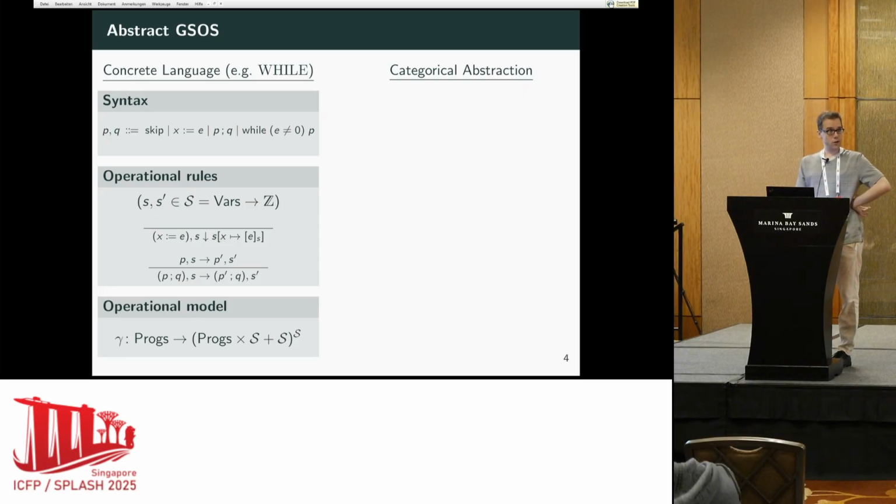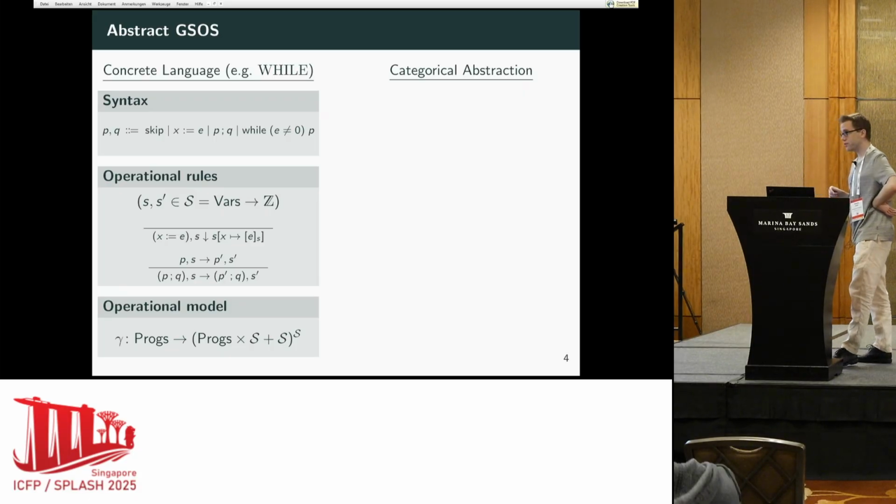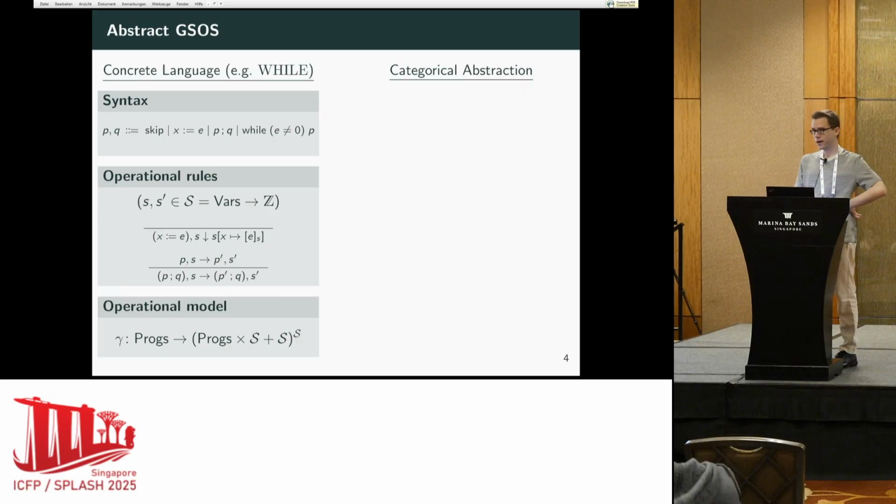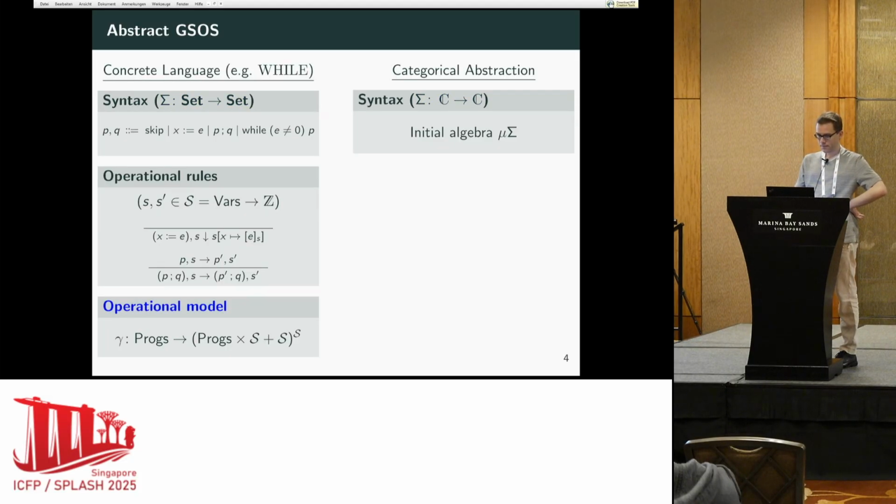And the key observation by Turi and Plotkin was that you can abstract all these ingredients in a very nice and natural way. Namely, the syntax, as we just heard in the first talk, can be modeled as an initial algebra for a suitable signature functor. In this case, it would just be a functor on Set, but for example, if you talk about a lambda calculus, it would be a functor on some presheaf category or nominal sets of some kind.